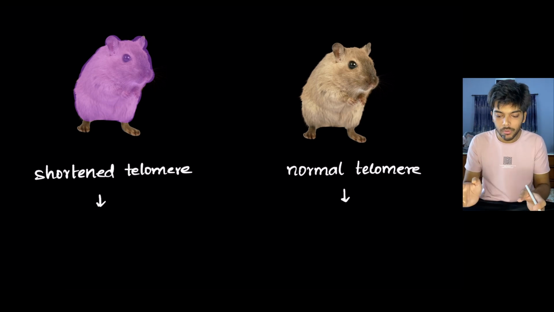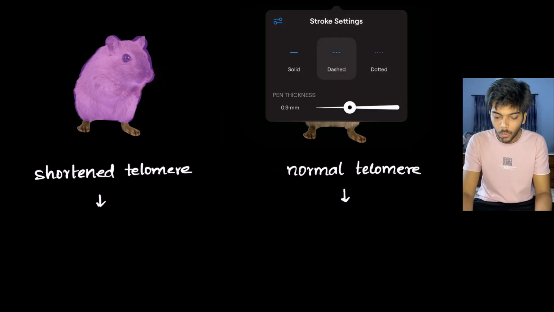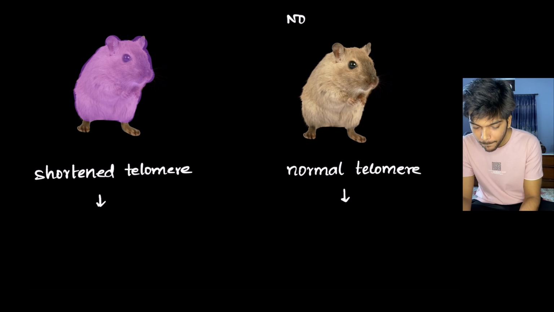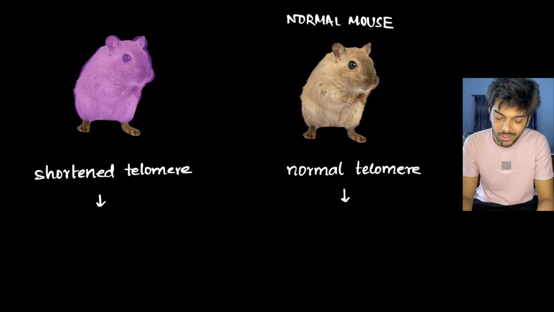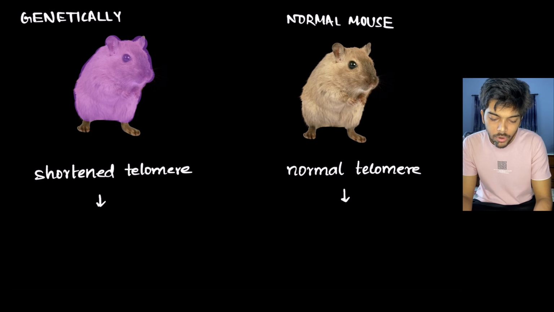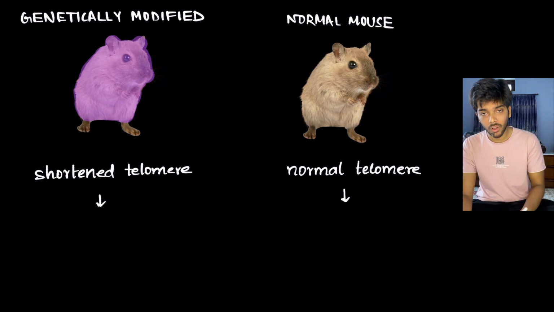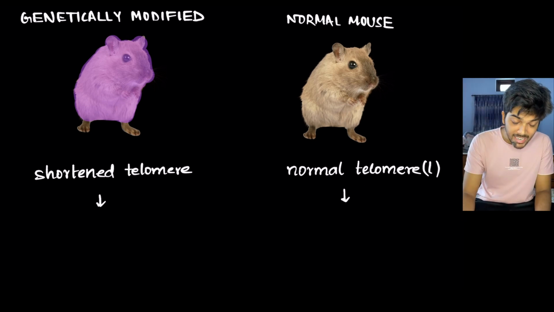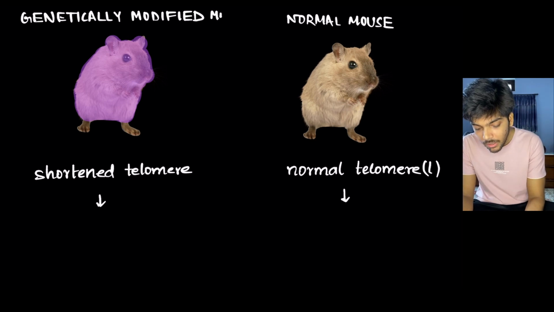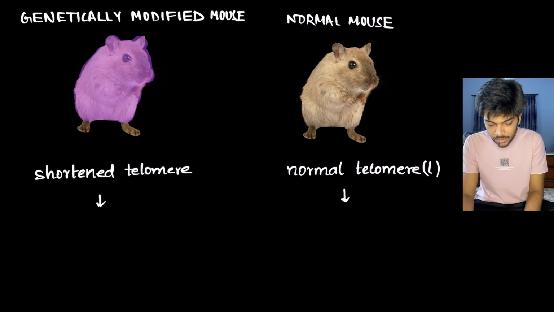Okay, so in order to prove telomere attrition as an important hallmark of cellular aging, an experiment was carried out. So 2 mice were taken. One normal mouse, and another genetically modified mouse. The normal mouse had normal length of telomere. In genetically modified mouse, the telomere length was shortened.